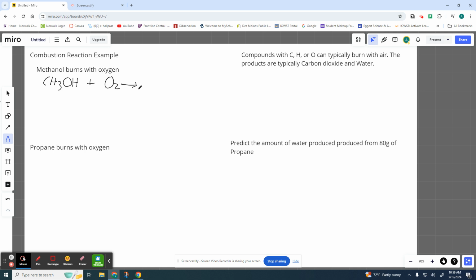The products, you need to know that it's a combustion reaction because it's got oxygen, air, reacting with something that has carbon, hydrogen, and oxygen. The only thing it's really going to do is to make carbon dioxide plus water.